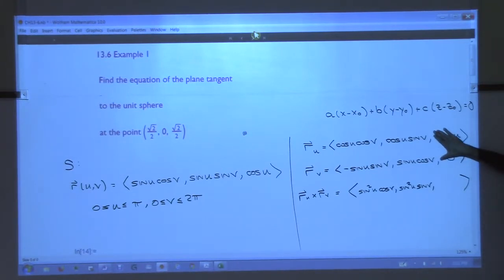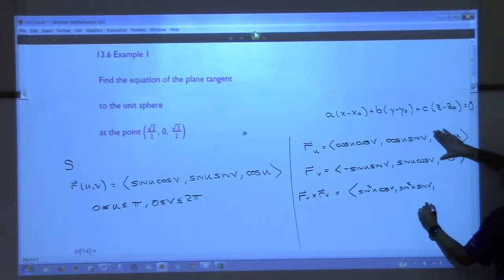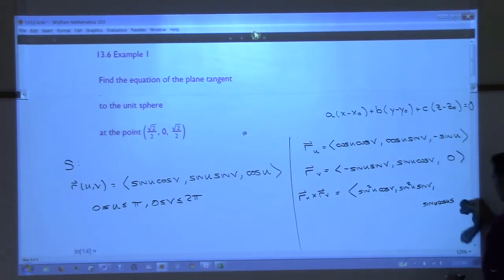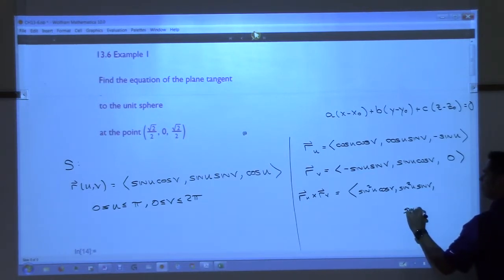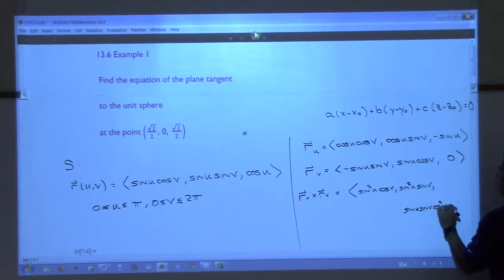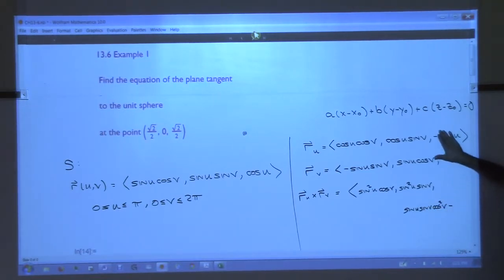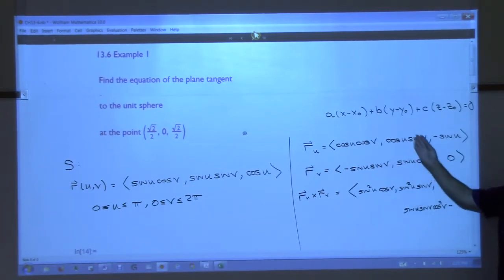I'm going to run out of room here. What's that going to be? Cosine. That's going to be cosine squared, sine u, cosine squared v. Yeah, sine u, cosine u, cosine v squared. Yeah, I'm going to need more room than that. Sine u, sine v, cosine v squared, and then minus. So that was that, and then minus, but it's going to become a plus.